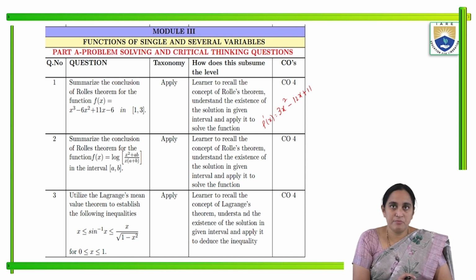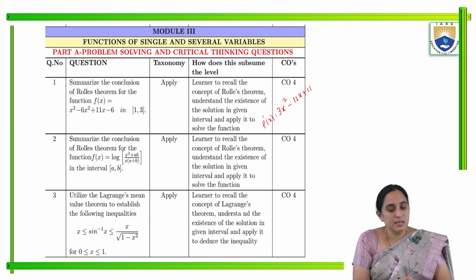That is, f is differentiable, the second is that it is continuous, and the third is f of a is equal to f of b. Here, what are a and b? The given interval values, 1 and 3. If the three conditions hold, there exists c belongs to (a, b) such that we have to find f dash of c equal to 0. The c value exists. That is the answer for the first question.